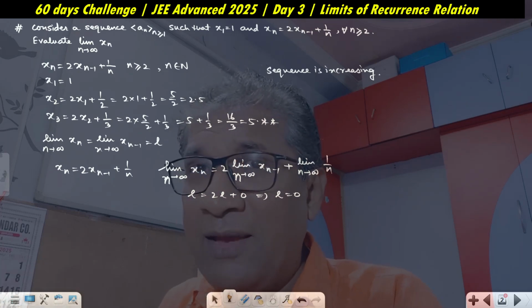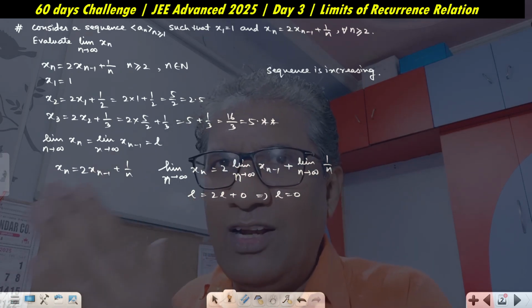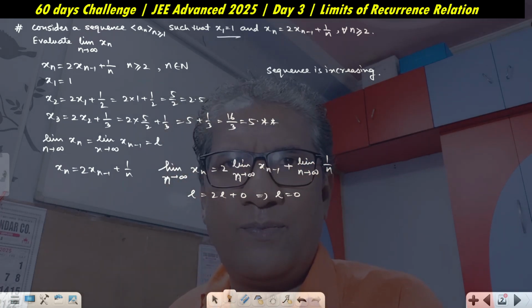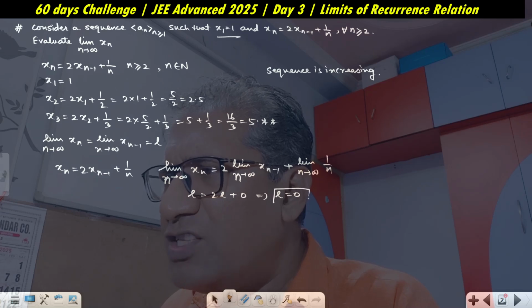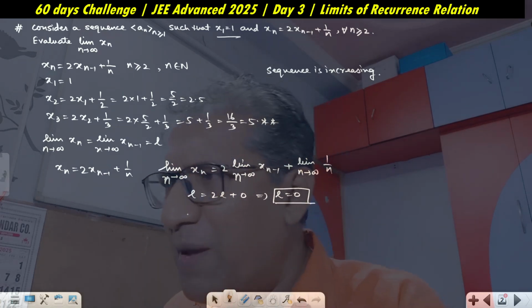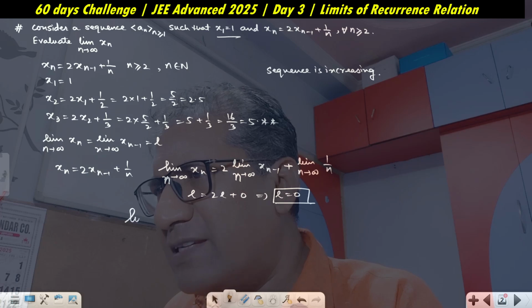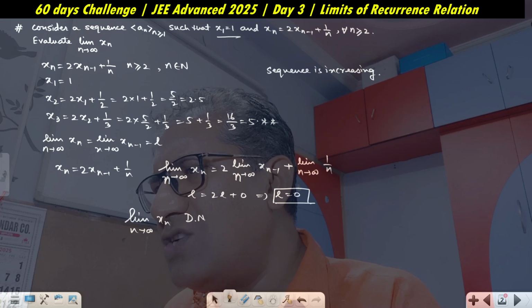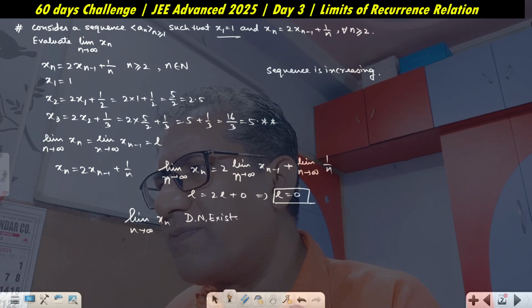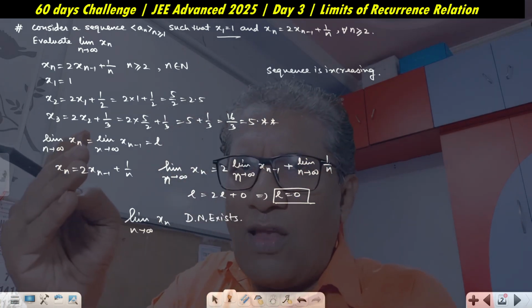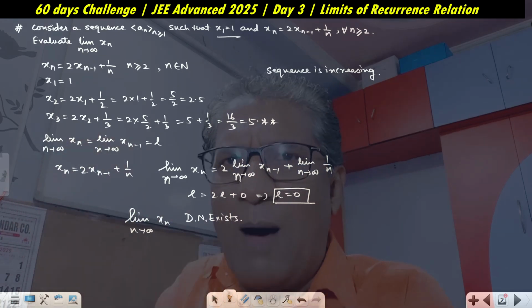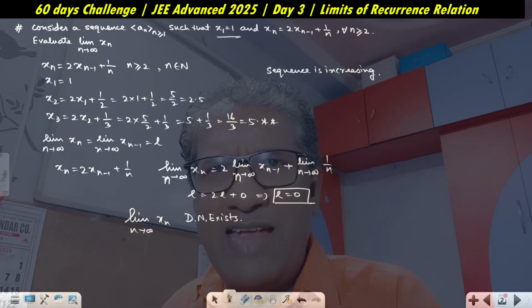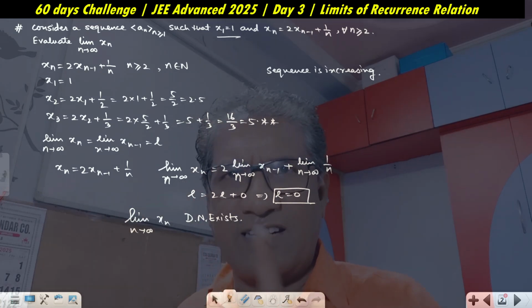But see one thing, it is below the lower boundary. The lower boundary is given, x1 is 1. But our limit is converging to the value 0. It means this limit, the limit as n tends to infinity of xn, does not exist, as it is falling below the lower boundary of this sequence. So I will say that the limit does not exist. Is it clear to everyone?